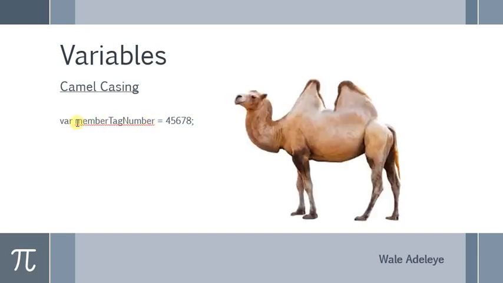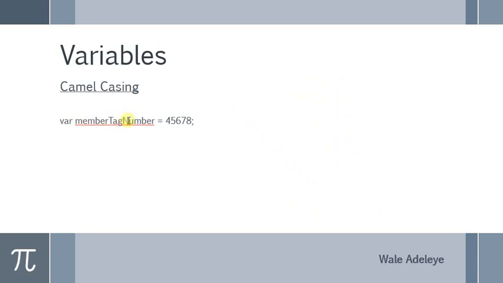So if you look at it, it looks kind of like a camel. It goes like that in a wave. You see a camel, you have a long neck, and it comes down, and it has a back that is high. So this is just an example of camel casing, and this is the convention that is very popular in JavaScript.